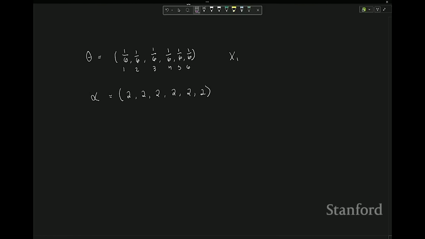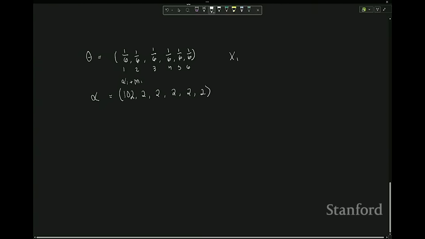And then let's say I roll the die 100 times and I only get 1. So I'm going to increment this pseudo count. We have alpha 1 plus m1, our observations. And now our Dirichlet distribution parameters are very different. So if we once again take the likelihood of this theta using those parameters, now we're going to see it's much, much less likely that theta accurately represents the data.